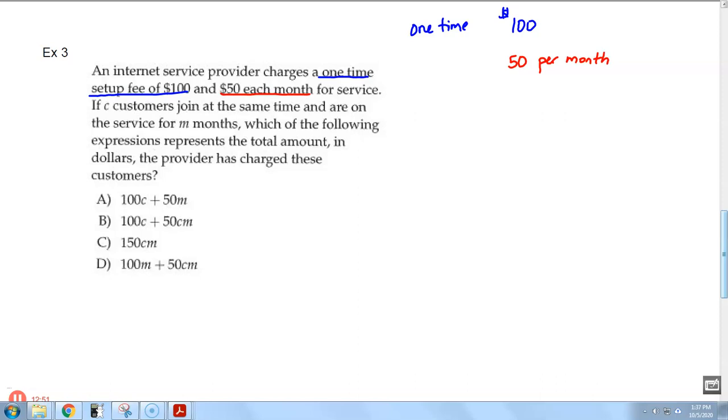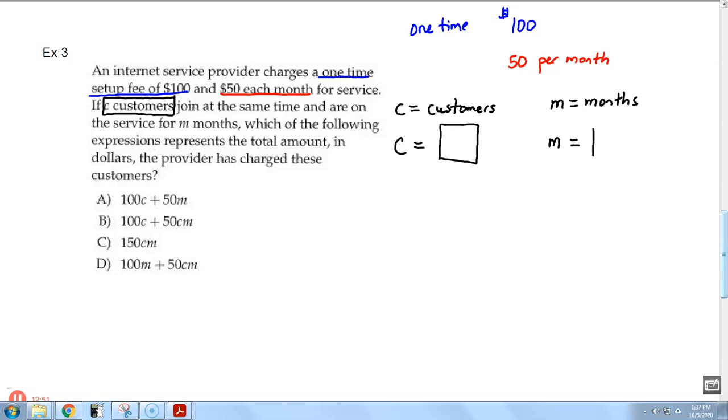And it says if C, so here's where we get kind of weird. If C customers join, so C is going to represent my customers, and I'm going to need to choose a C here for this problem. And then M is going to represent months. And so I'm going to need to choose an M here. Which of the following expressions could give the total amount in dollars the provider has charged the customers?